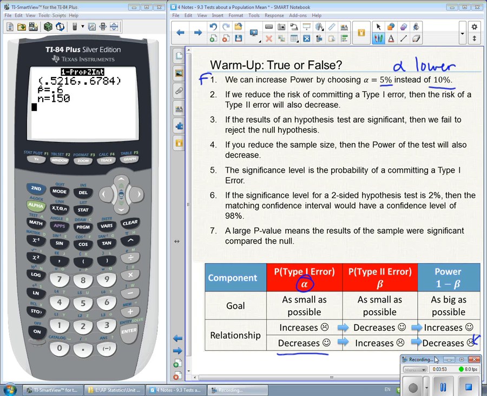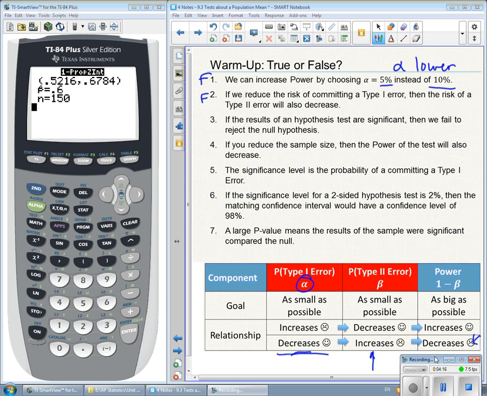In the second statement, it says if we reduce the risk of committing a type 1 error, then the risk of a type 2 error will also decrease. Well, that's along the same lines. If I decrease a type 1 error, it's actually going to have the opposite effect on my type 2 error. It's going to increase it. So that statement is also false. If the results of a hypothesis test are significant, then we fail to reject the null hypothesis.